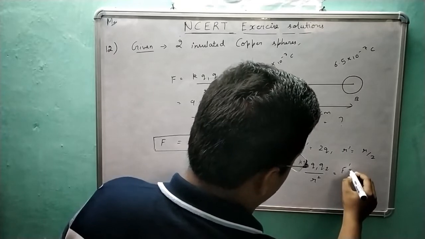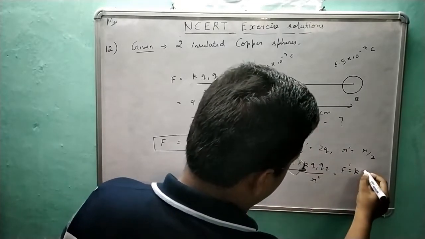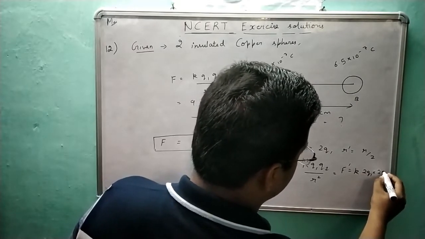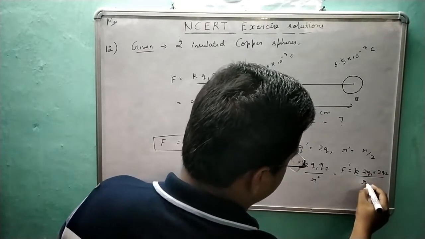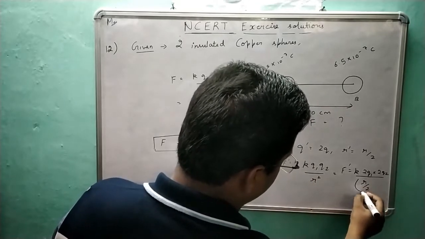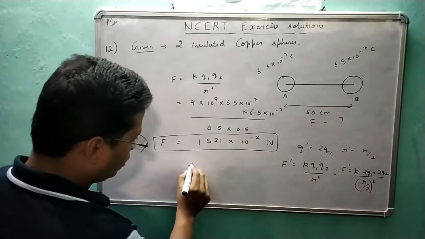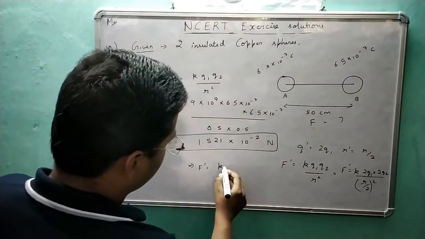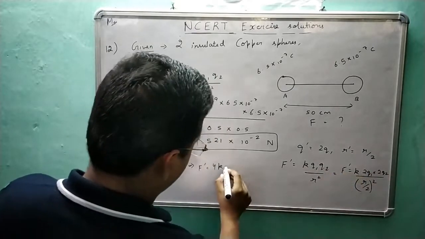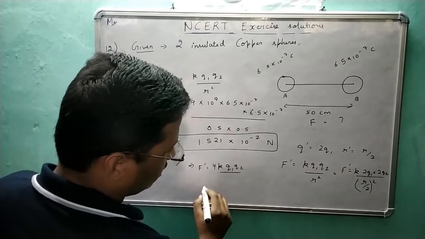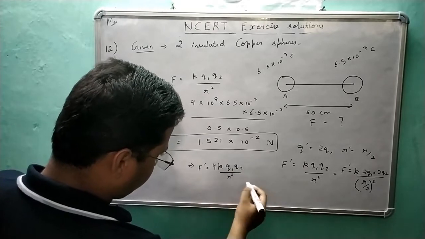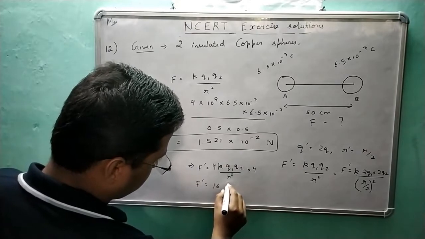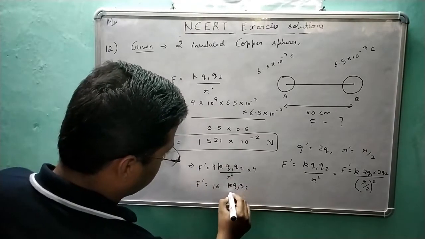So F dash is equal to K. Now Q1 is twice the initial charge. Similarly Q2 is also twice. R is half. Now the distance is half of the initial one. So the new force is equal to K, 2 into 2 is 4, so 4 K Q1 Q2 by R square by 4, which we can multiply. So F dash is 16 K Q1 Q2 by R square.